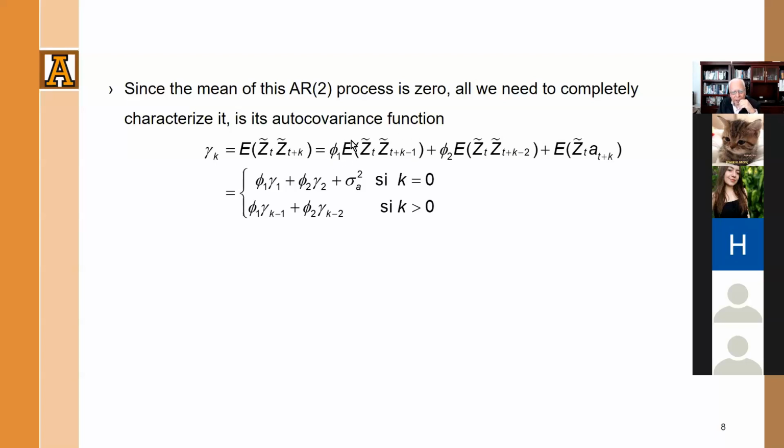Now, this term here, when k is equal to 0, I have Z_t and Z_(t-1). So that's the autocovariance of lag 1. Okay. So when k is equal to 0, I have Z_t times Z_(t-2). So that's the autocovariance of lag 2. That's this gamma 2. And the last term, the expected value of Z_t times A_(t+k), it's going to be just the variance, right? When k is equal to 0, it is Z_t times A_t.